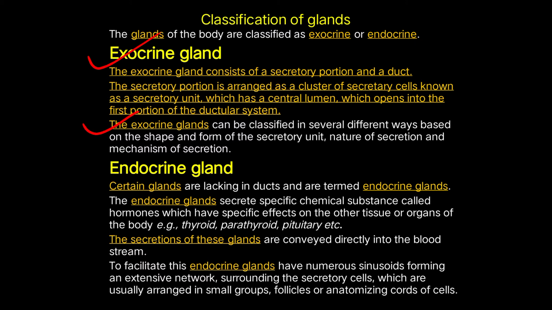Okay, so exocrine glands can be classified in several ways based on what? Shape and form of the secretory unit, nature of the secretion, and mechanism of secretion. So we will see it later.